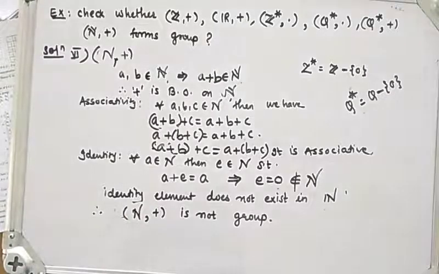So this is the simple way to check a group: first check that it is a binary operation on the given set, second associativity, third existence of identity, fourth existence of inverse. If all these four properties are satisfied, then we say that G under the binary operation star forms a group.